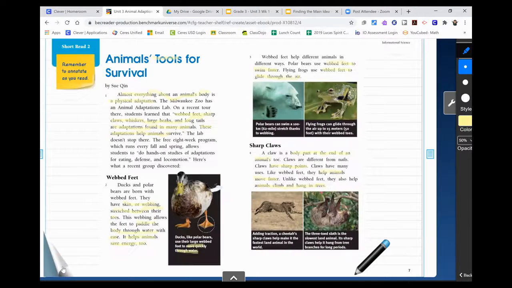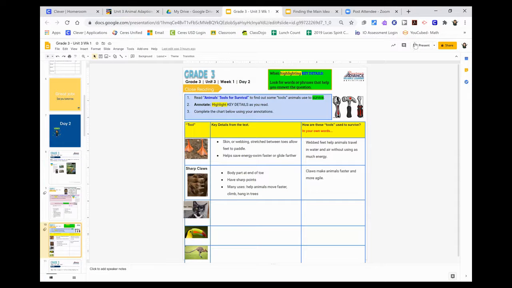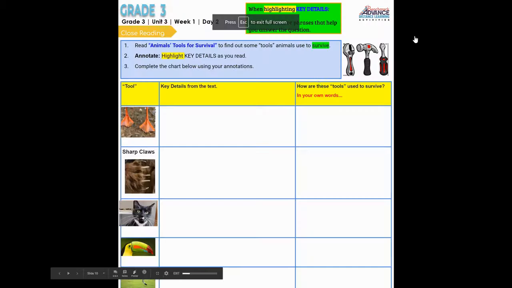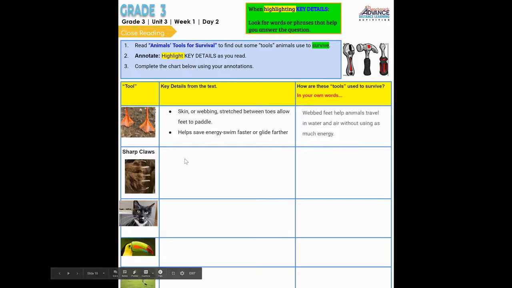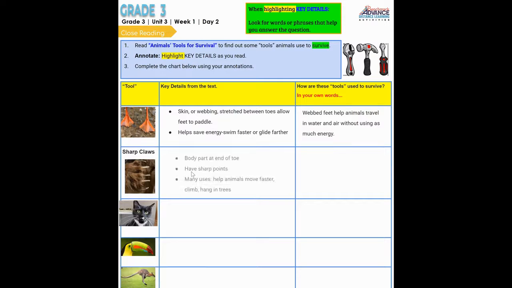Okay, so now let's go back and fill out our chart. What did I highlight? Well, I highlighted that the sharp claw is the body part at the end of the toe, that they are sharp points. And I also highlighted how it helps animals, and it helps them move faster, and it helps them climb and hang in trees. That is what I highlighted. Those are my key details.